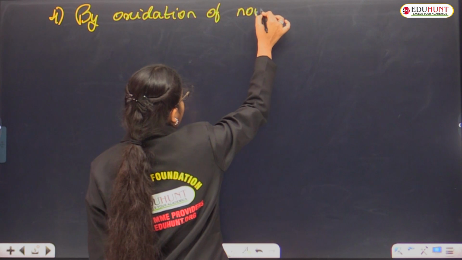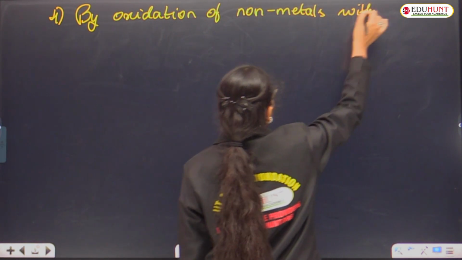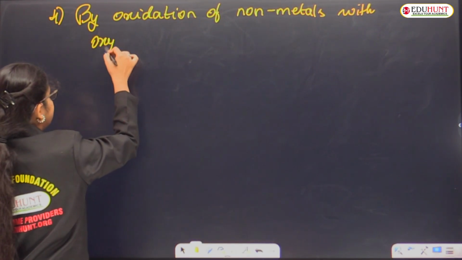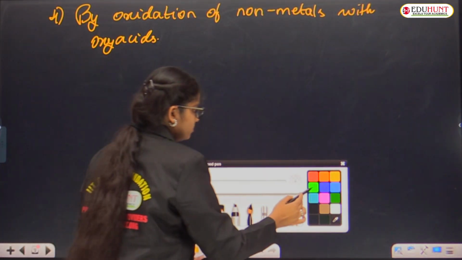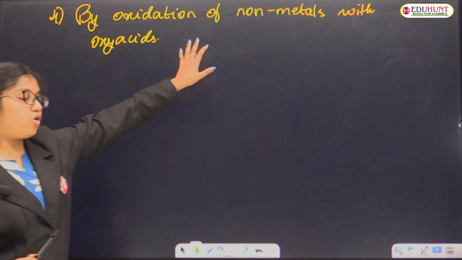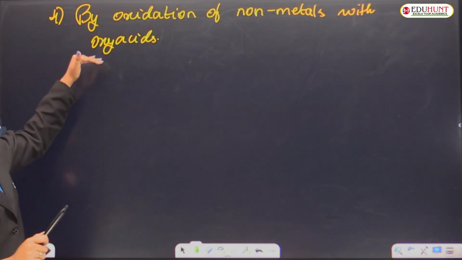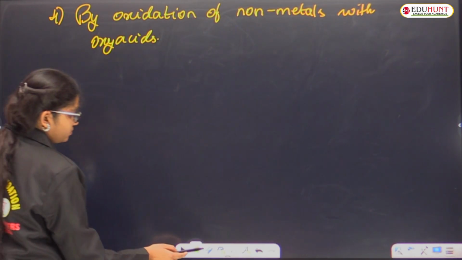of non-metals with oxy acids. Okay, so what happened here? When we take oxidation, when non-metals are oxidized in the presence of oxyacids, we do get an acid. Okay, examples for you.